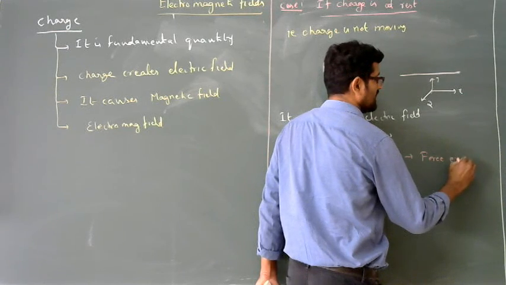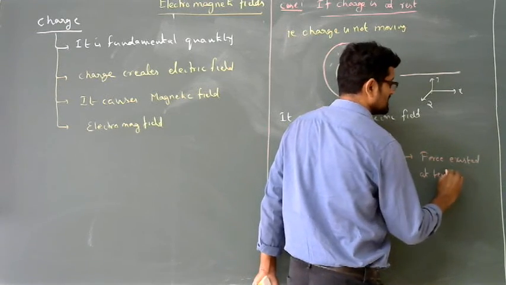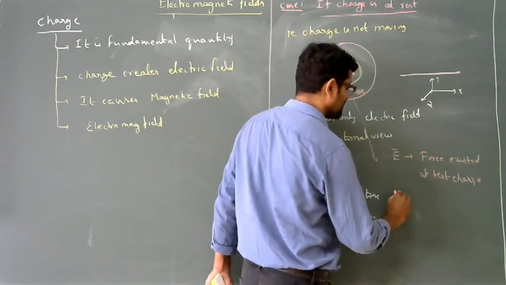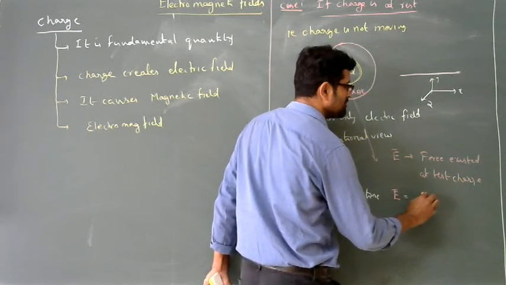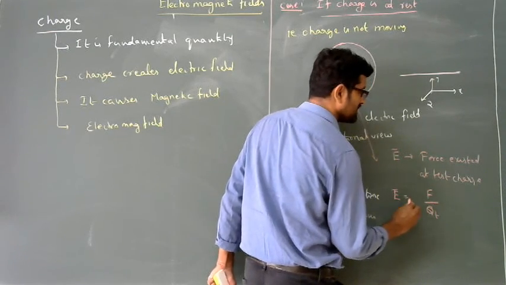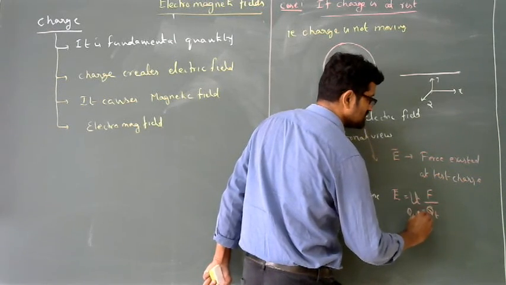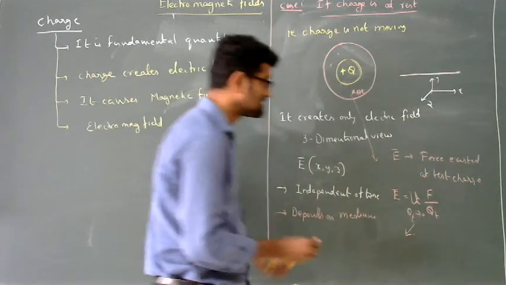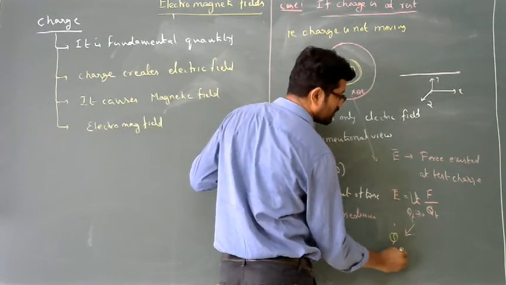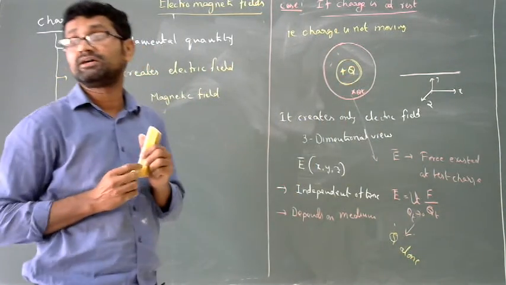Thus electric field intensity is the force exerted on a test charge. From this we define electric field intensity E bar equal to force divided by test charge QT, where QT tends to 0. Why does QT tend to 0? Because we are going to consider only this charge alone, which means the limit QT tends to 0.